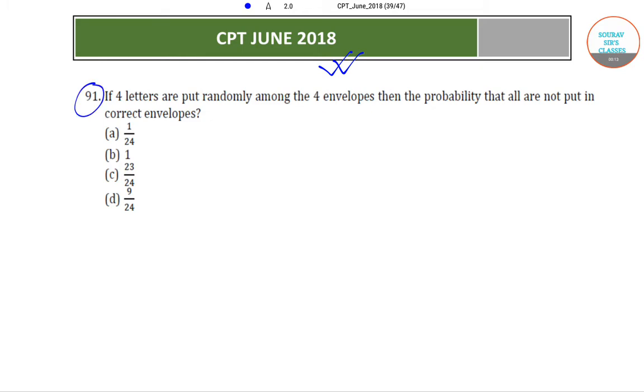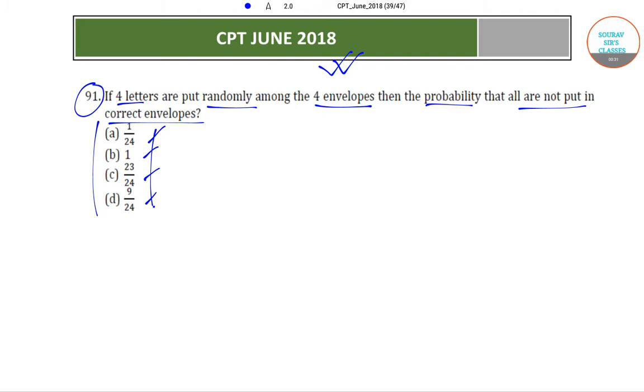In question number 91 it has been said that if 4 letters are put randomly among 4 envelopes, then the probability that all are not put in the correct envelopes are: option A 1 by 24, option B 1, option C 23 by 24 and option D 9 by 24. So these are the 4 options.